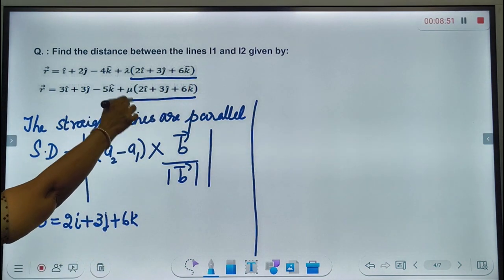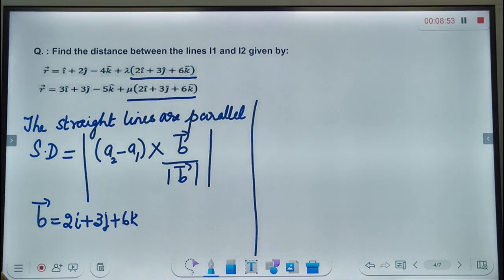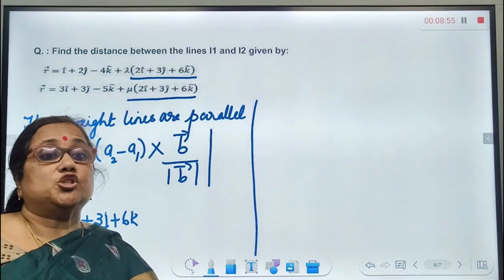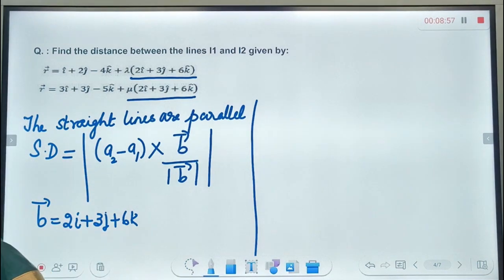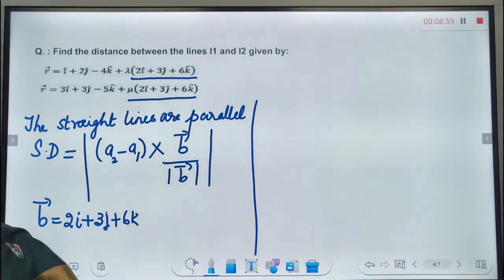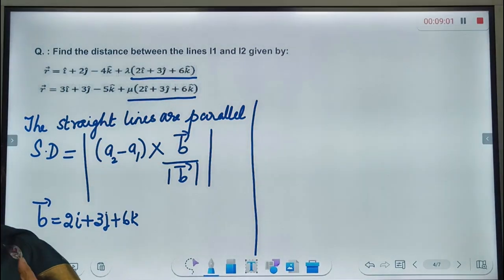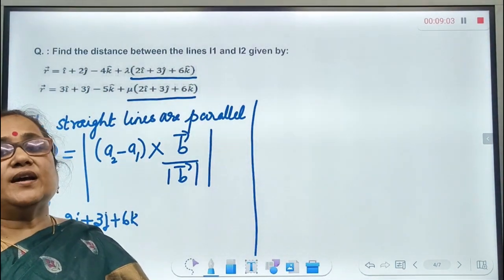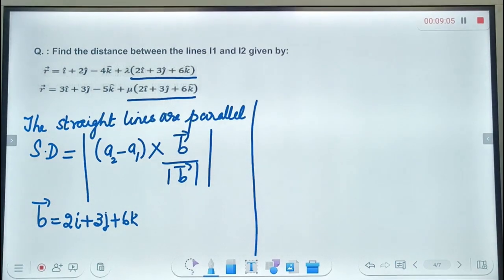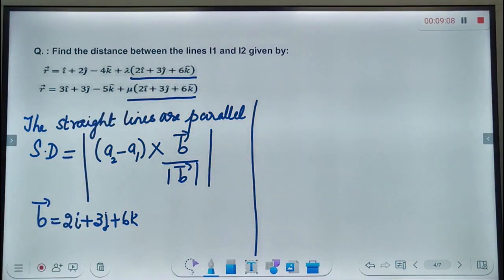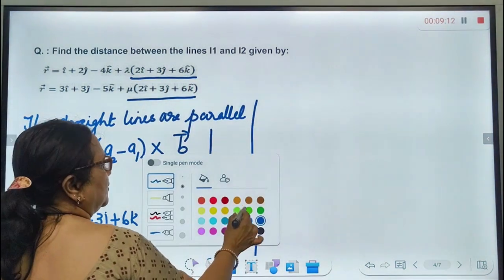In this case, the DRs are exactly the same. Sometimes they can be proportional. But since they are ratios, they can always be simplified, and you will find that even if they are proportional, they represent the same DRs, because you can cancel the common factor. So b vector is given by 2i plus 3j plus 6k. What is a2 minus a1?